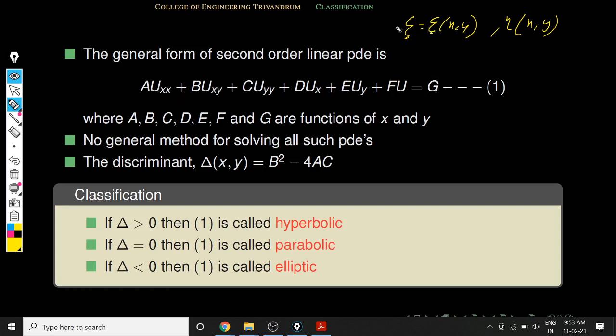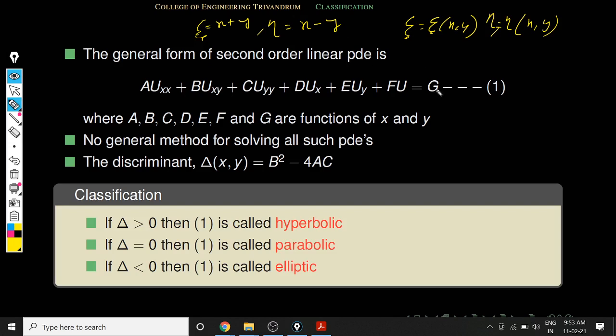Because we have a relation like this. Maybe psi equal to x plus y and sometimes eta equal to x minus y. So that's the idea. Psi is a function of x and y and eta is also a function of x and y. Then how to convert this PDE in terms of psi and eta?